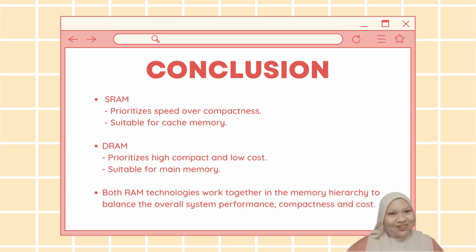In conclusion, there are always design trade-offs among speed, compactness, and cost. SRAM prioritizes extreme speed over compactness, making it ideal for small and ultra-fast cache memory. In contrast, DRAM prioritizes maximum compactness and lower cost over raw speed, making it perfect for large main memory. Both technologies work together seamlessly within the memory hierarchy to optimize the cost and performance of the entire computer architecture.